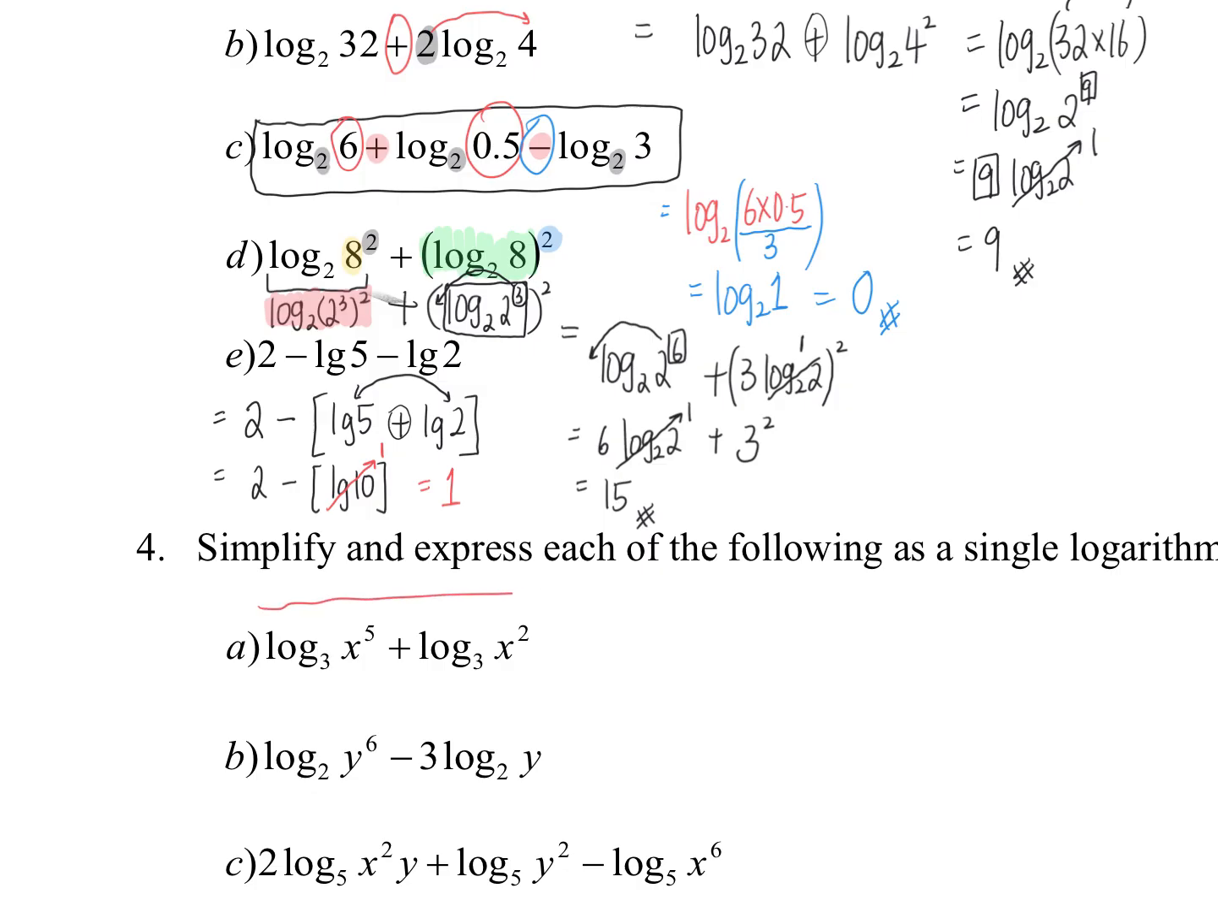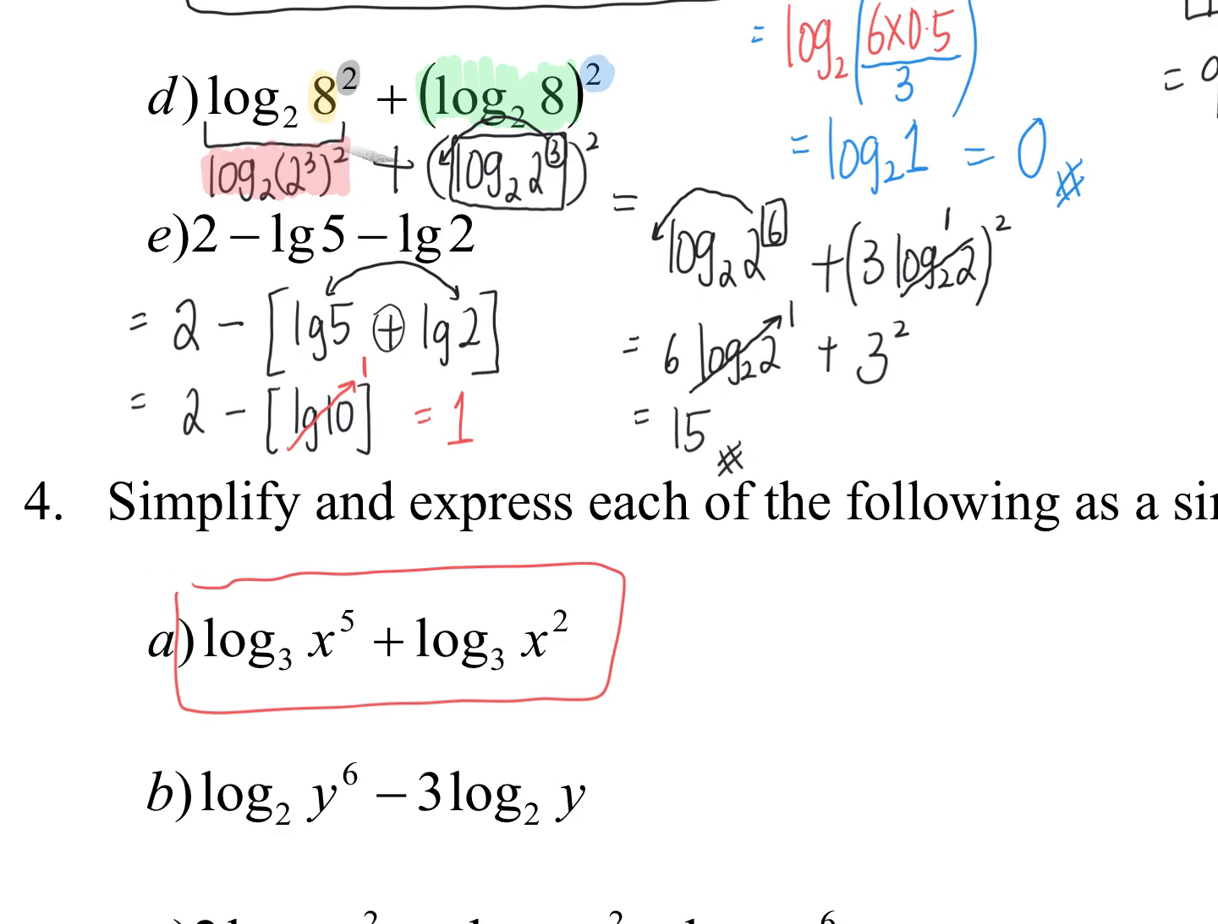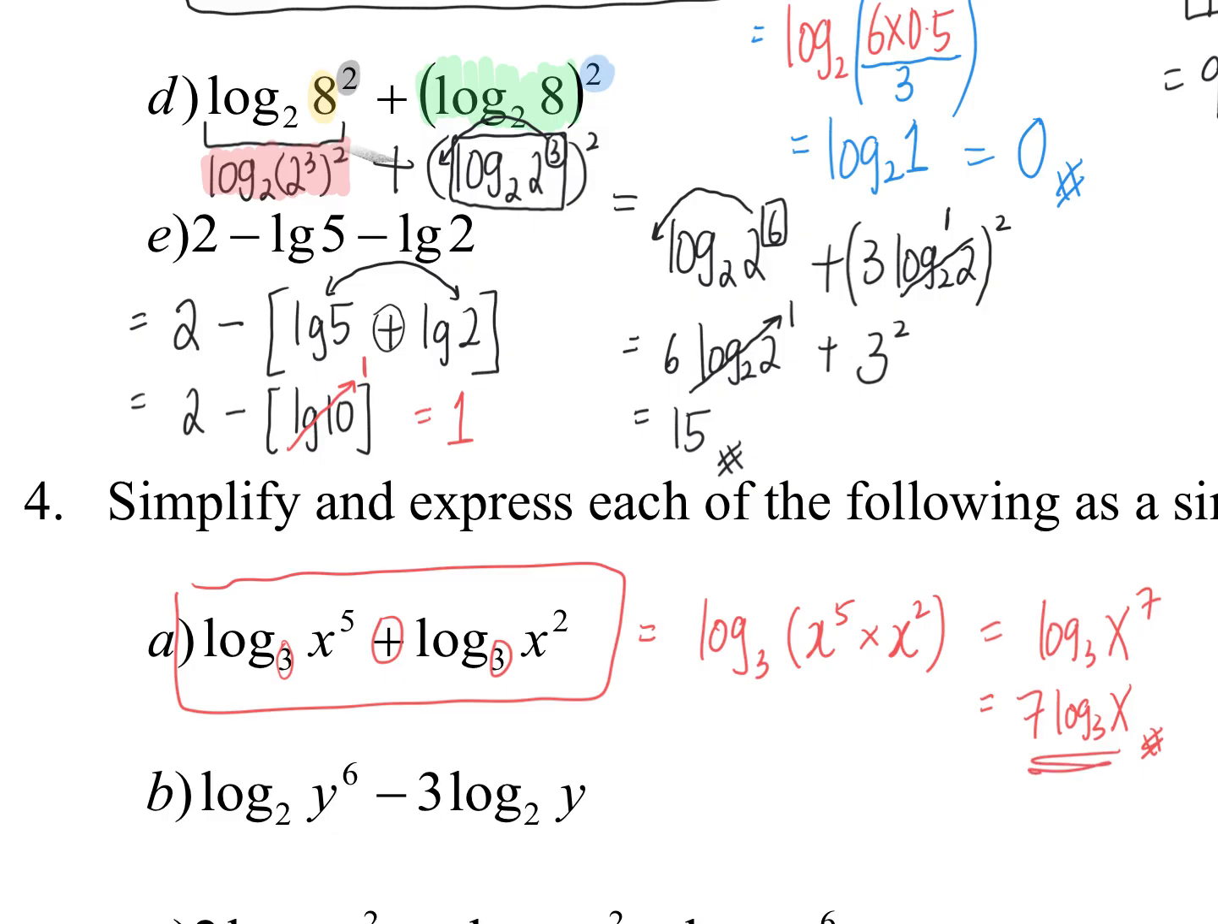Okay, this one? What do you think they are asking you to do? Multiply, right? Since the base is the same, since this is plus, they are asking me to combine the two numbers you see inside. So you will end up having log base 3 x to the power of 7. So if you want, it's just 7 log 3x. That's all. Simplify only. They never say solve or anything. Okay, single log function.